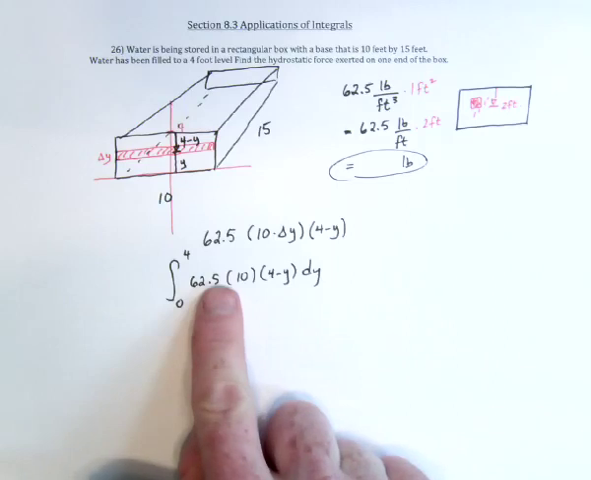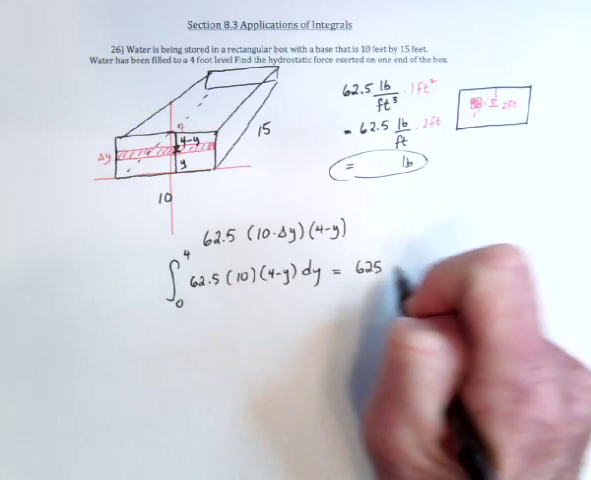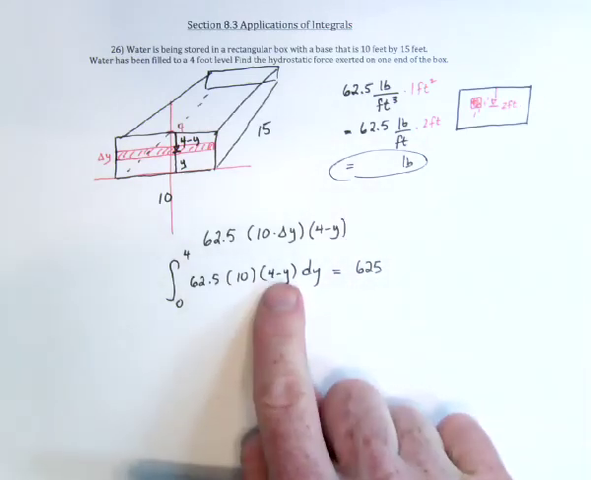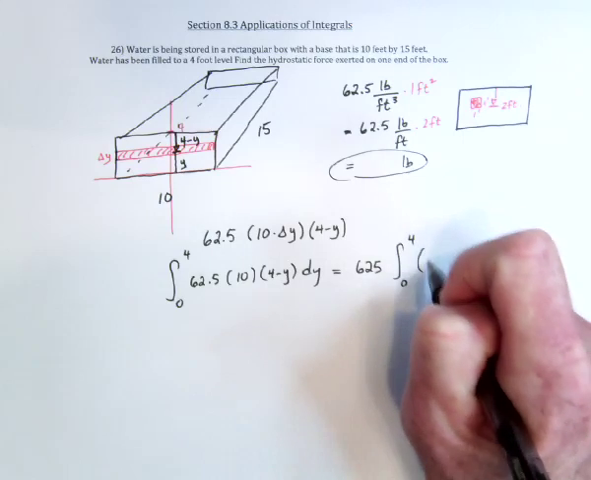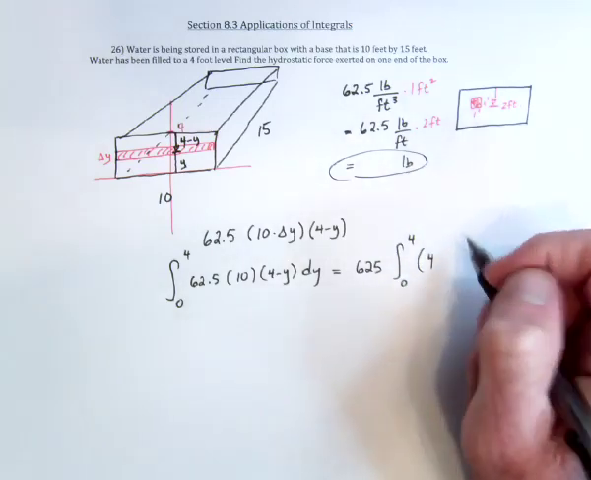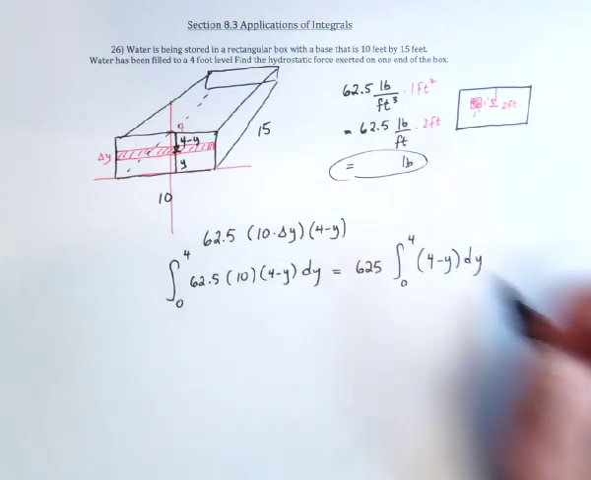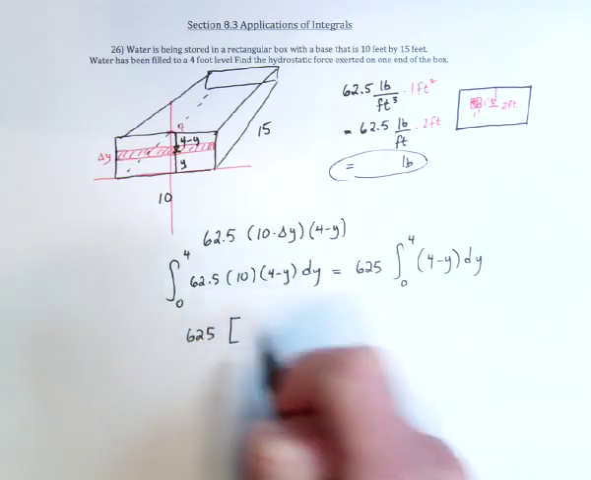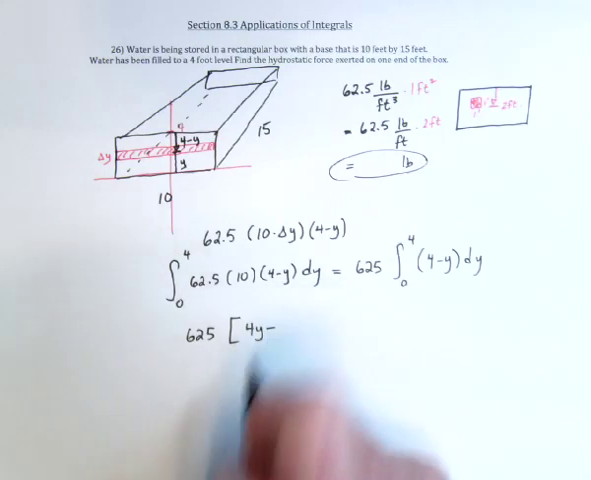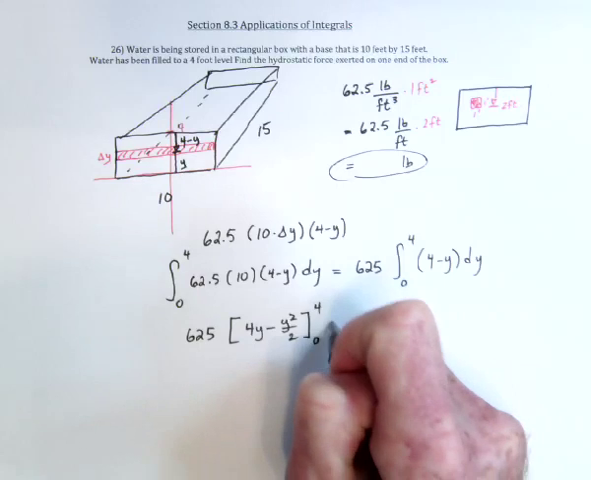Okay, so this 625 can be factored out. And then we would just have to integrate this, which is going to be 4y minus y squared over 2. Okay, I'll just go ahead and say it twice rather than rewrite it. So integrate that, which is going to be 4y minus y squared over 2. And then evaluate from 0 to 4.